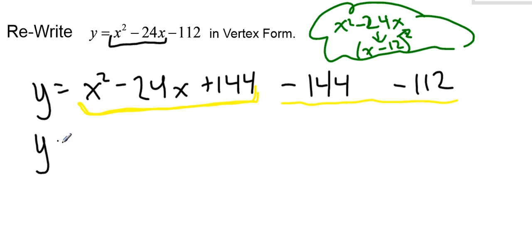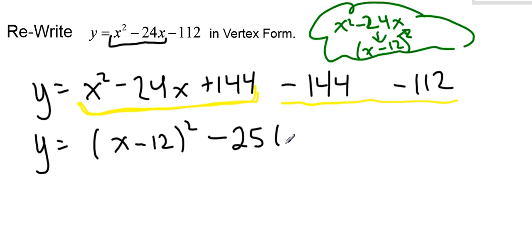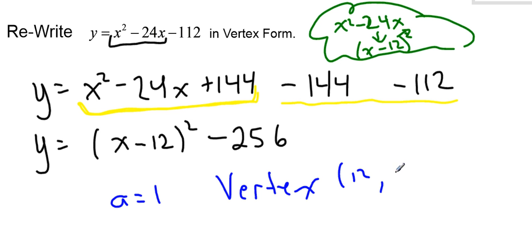So go ahead and factor. And again, if this is your brain, you've already factored it. Half of negative 24 is negative 12. Negative 144 minus 112, we can do that. That's negative 256. So that was quick. We now know that a equals 1, and the vertex is at 12, negative 256.